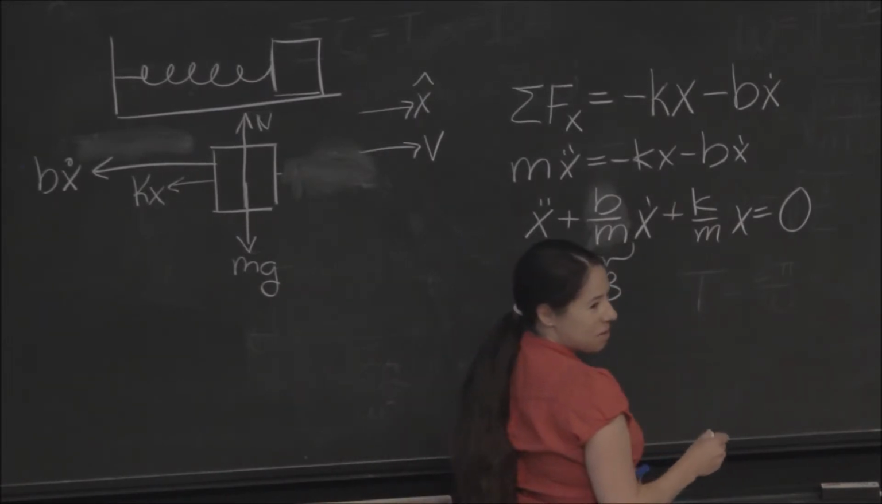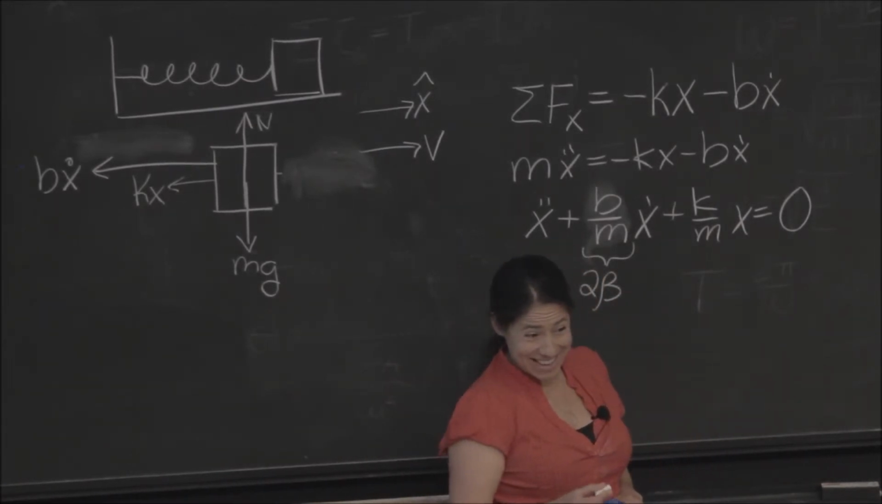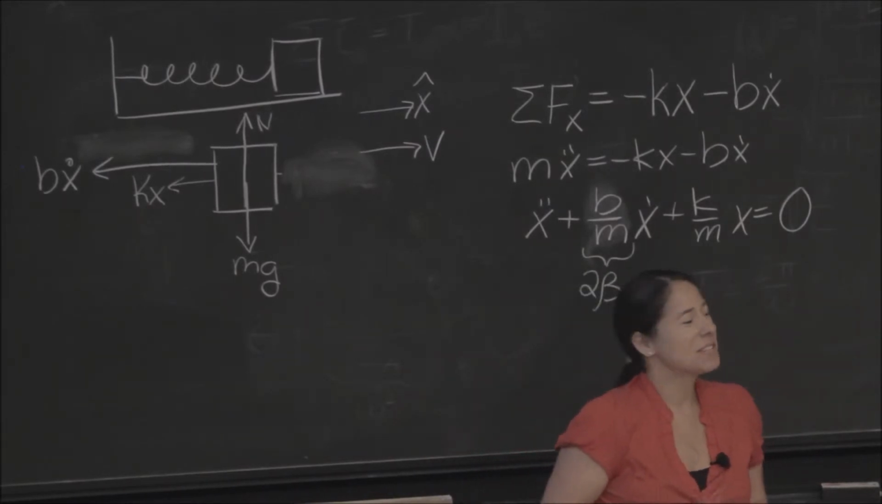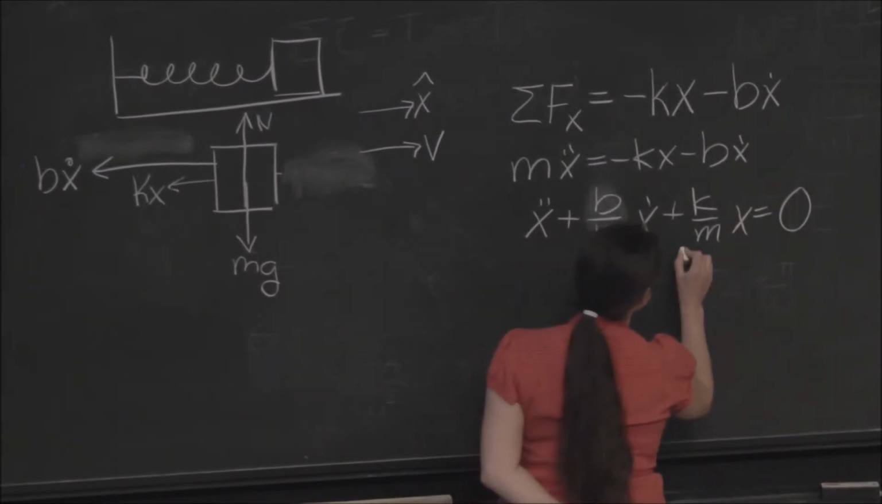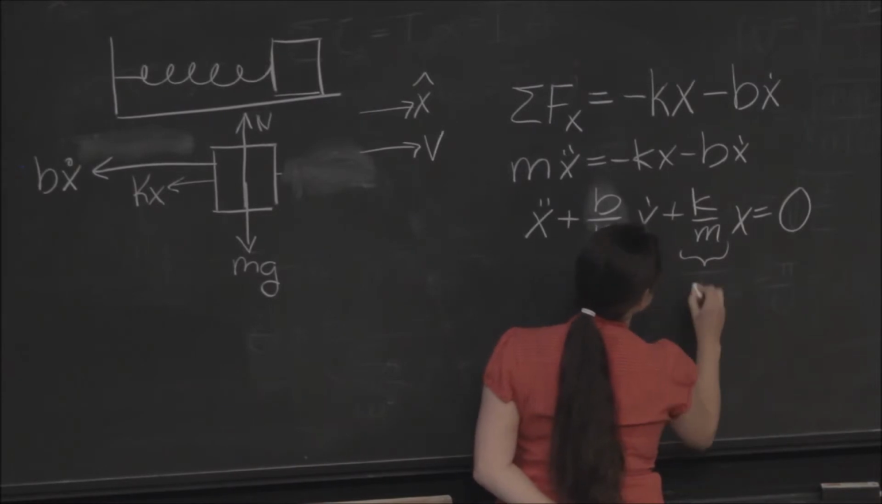Why is it 2 beta? Well, you just did this in math class. So that factor 2 makes your factoring much easier. You're not going to work through that today.